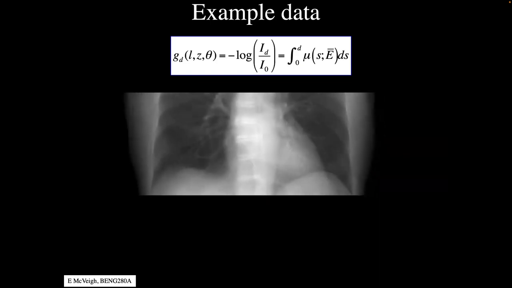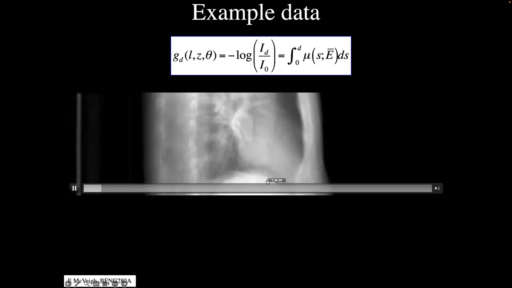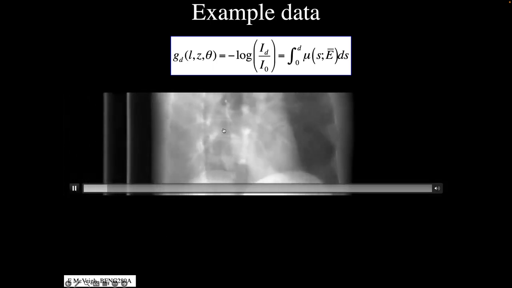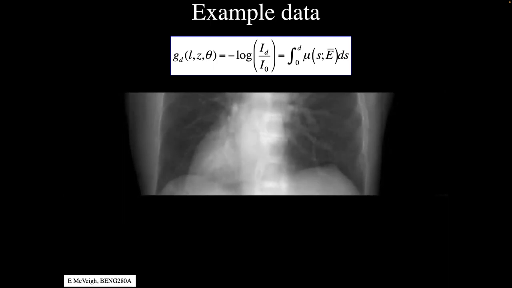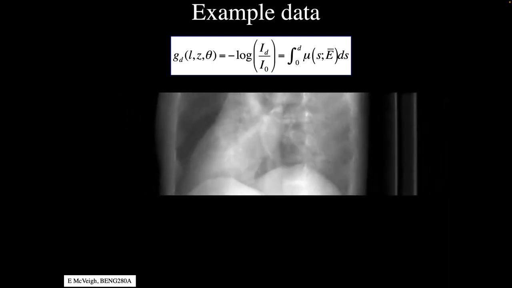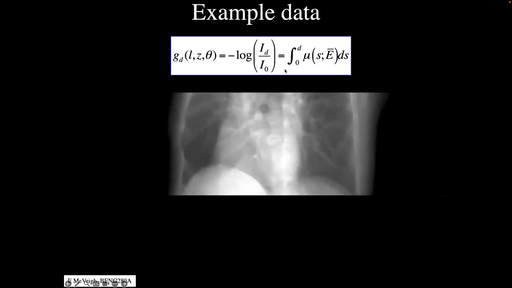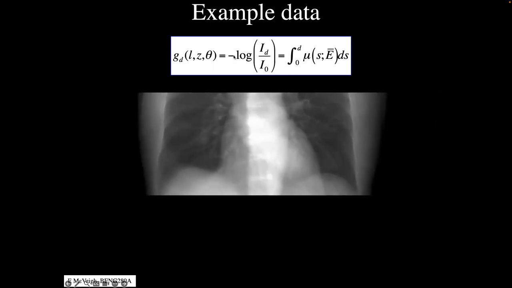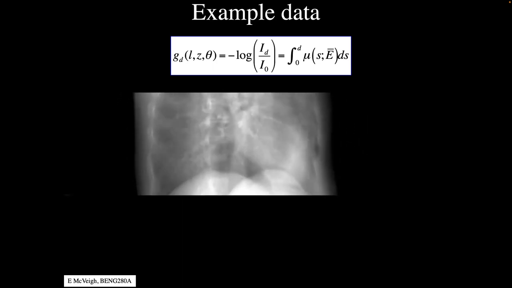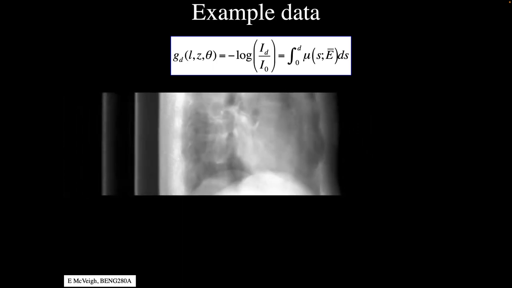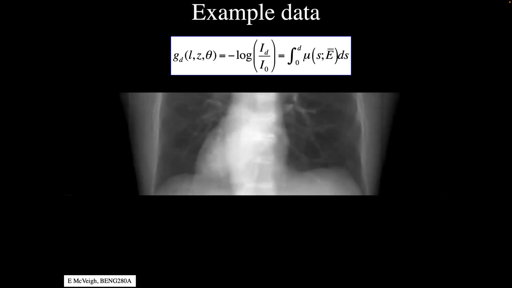This looks a little different, and this is a human, and you can see that there's a heart, there's a diaphragm here, the spine will come into view, see the spine back there, and this is the same number of views. However, this data is different in that we have taken the log of the data, right? We've divided by I naught, and we have taken the log multiplied by -1, and we get this data. So now the brightness corresponds to the amount of x-ray attenuation. And if the brightness is high, that means there's a lot of attenuation. If the brightness is low, that means there's not a lot of attenuation.